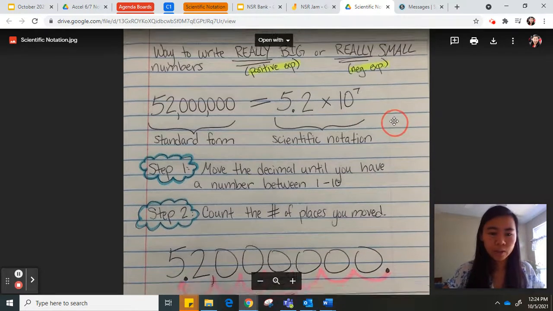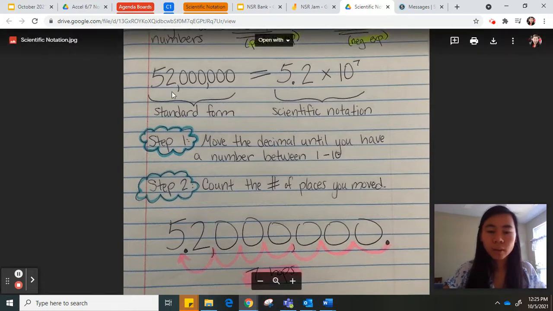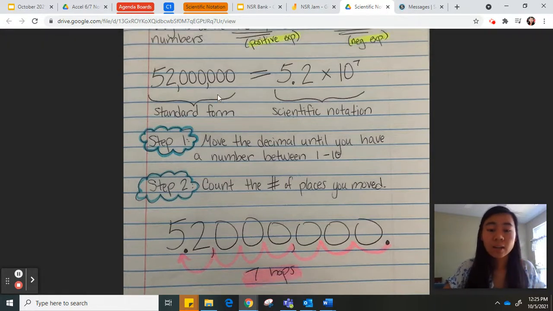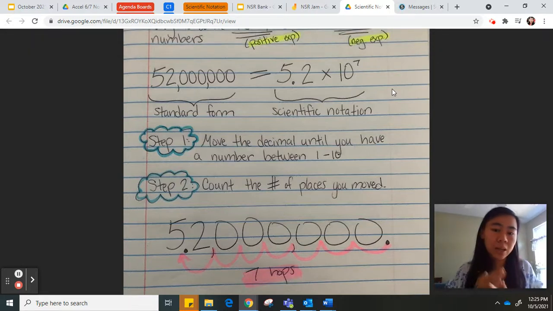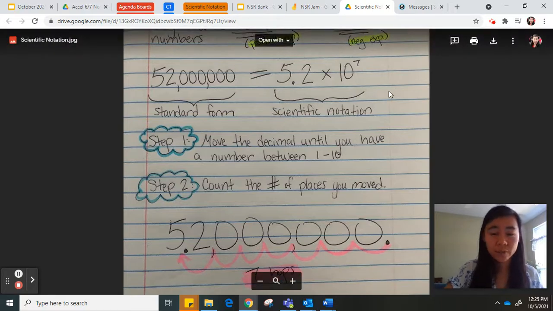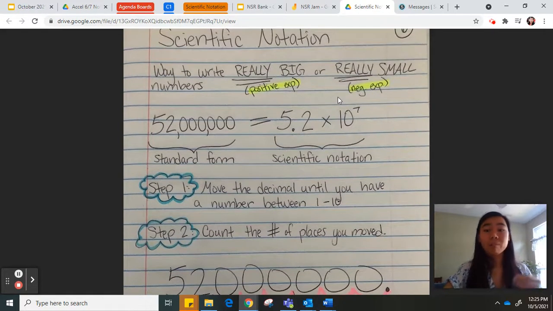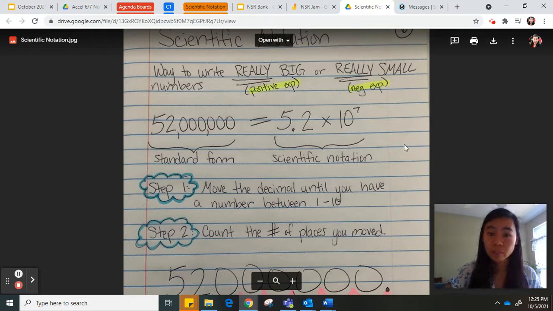So here's our example here. 52 million. Just the number written itself out with all its zeros, whether it's a big number or a small number, is called standard form. And then we are rewriting it. So it is whatever the number is times 10 to some exponent value. What this looks like right here, that is scientific notation. Now, if we're looking at a really big number with a lot of zeros, it's going to have a positive exponent. If we're looking at a really small number, a decimal with a lot of zeros, it's going to have a negative exponent. So these are the two forms that we see numbers written in.